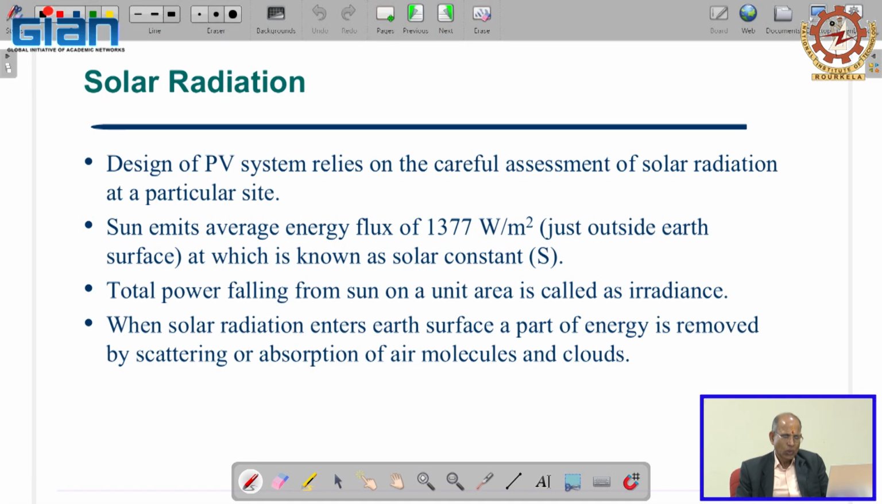When solar radiation enters, a part of the energy is lost: as the solar radiation enters the Earth's surface and reaches inside, in the atmosphere we have dust. So we will not get the whole sunshine. Part of that will be absorbed by the air molecules.